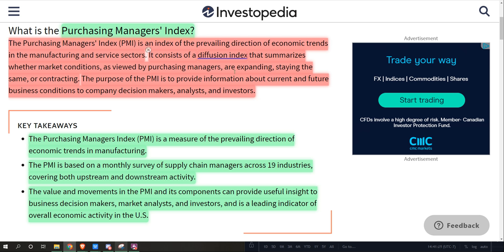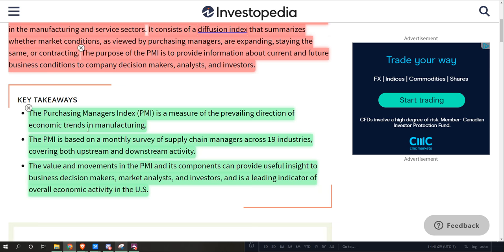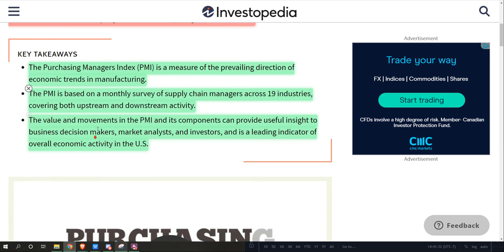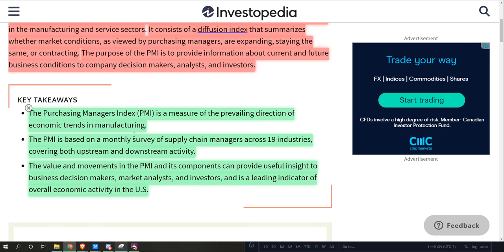It consists of a diffusion index that summarizes whether the market conditions, as viewed by purchasing managers, are expanding, staying the same, or contracting. Key takeaways, really quickly: the PMI is a measure of the prevailing direction of economic trends in manufacturing.